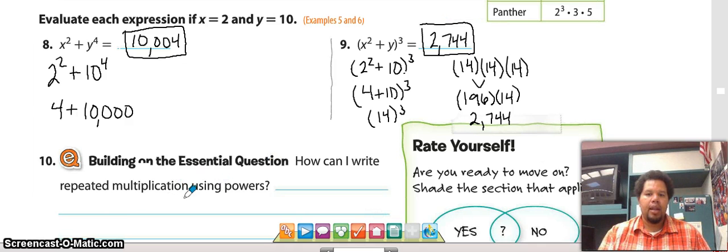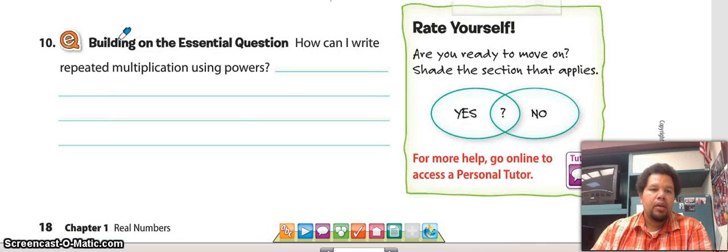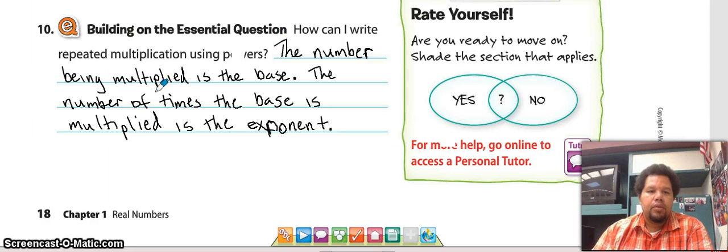Okay, now our last one. So we want to build an essential question. It says, how can I write repeated multiplication using powers? Okay, well, I'm going to put it in my words, and you can put it in your own words. This is what I got. All right, so I wrote the number being multiplied is the base, and the number of times the base is multiplied is the exponent. That's how I can write repeated multiplication using powers.